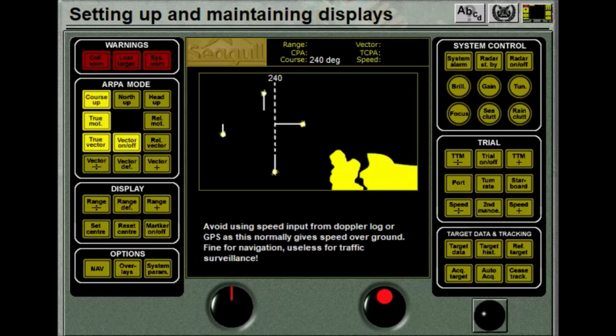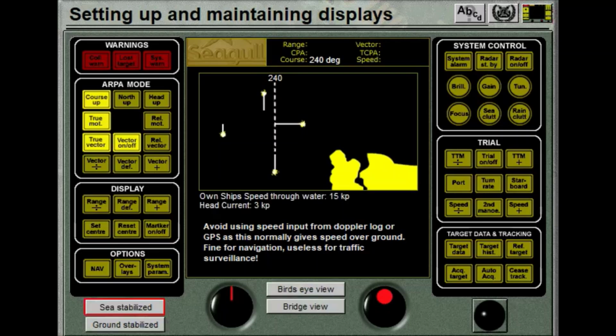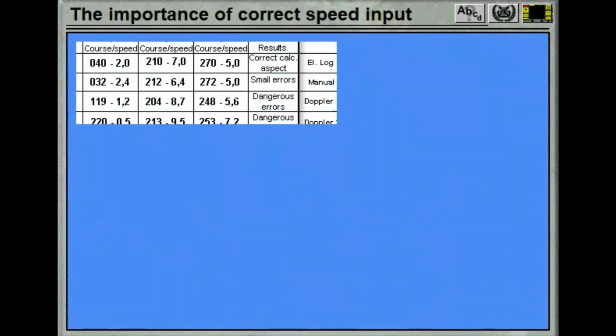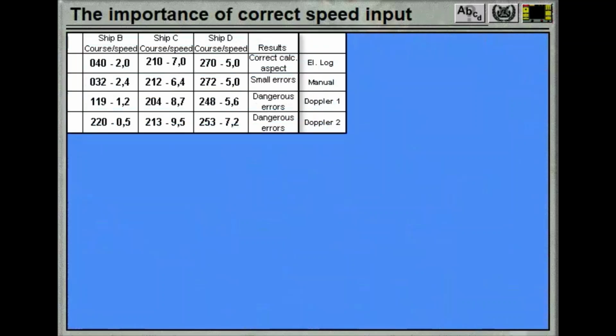Avoid using speed input from Doppler log or GPS, as this normally gives speed over ground. Fine for navigation, useless for traffic surveillance. Wrong speed input to an ARPA system working in true motion, true vector mode, could seriously affect target's calculated aspect.